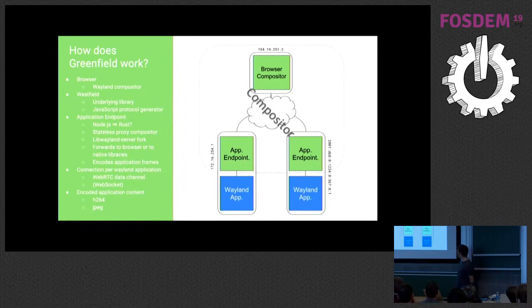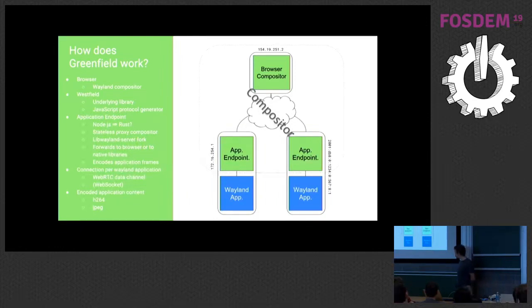At the bottom, we see application endpoints. Now, what are application endpoints? Application endpoints run on your remote hosts. They're basically daemons. And they function as a proxy compositor for which a native application can connect to. So when an application endpoint is initially started, it announces itself to your browser compositor, or rather to an intermediate, and then to a browser compositor once it's connected. And it creates a separate child process for each browser tab that is connected. It creates a separate child process which functions as a proxy compositor.